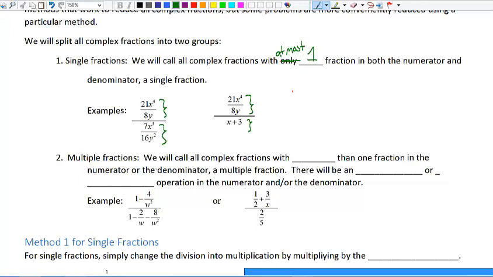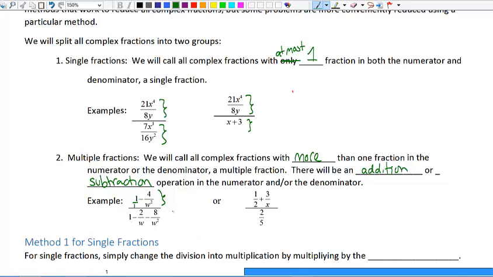On multiple fractions, we will call all complex fractions with more than one fraction in the numerator or denominator multiple fractions. There will have to be an addition sign or a subtraction operation in the numerator or denominator. So this one right here has a fraction, but it also has another term here. Now I know one is a whole number, but you could make it into a fraction, so that's actually two fractions because there's an addition sign there.